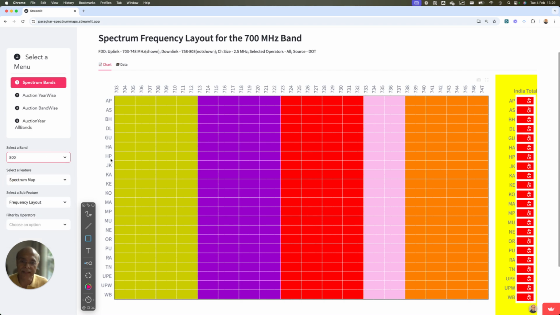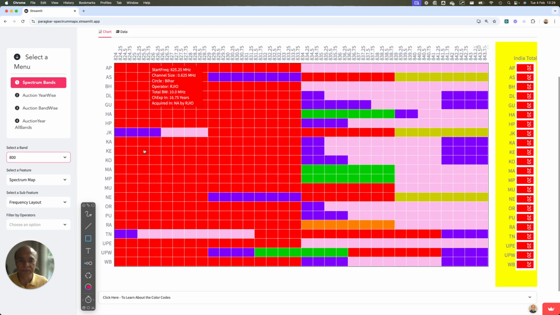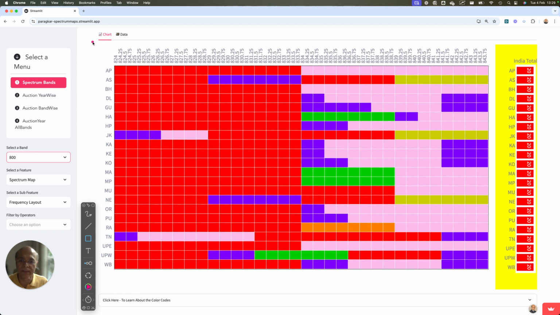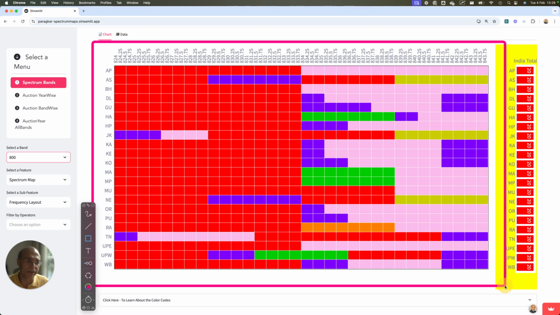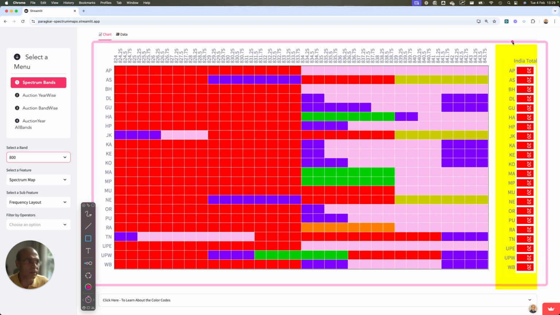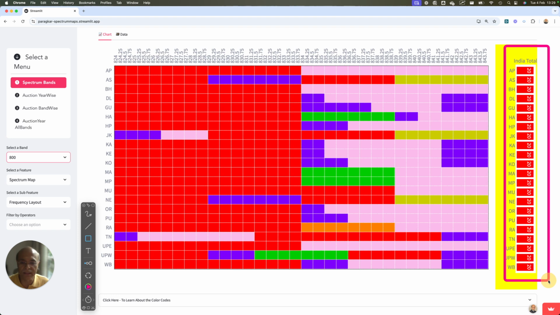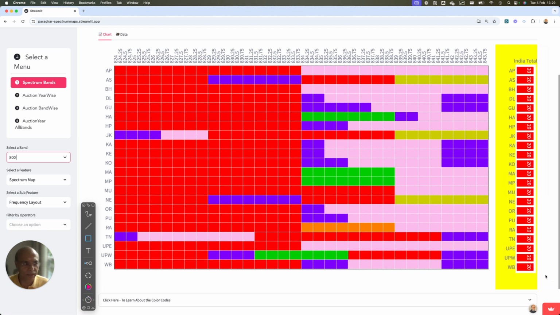Now let's look at the 800 megahertz spectrum band. The 800 megahertz spectrum band was the original CDMA spectrum band, if you recall. The total quantum of spectrum for every circle is 20 megahertz, listed here, right? Starting from AP to West Bengal. It has got various operators.